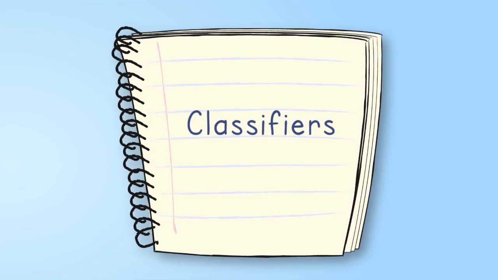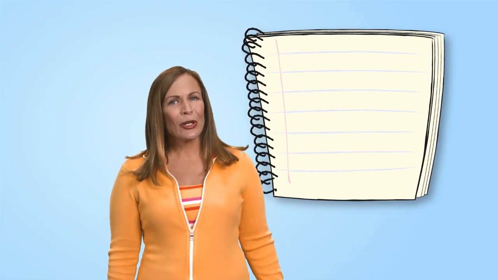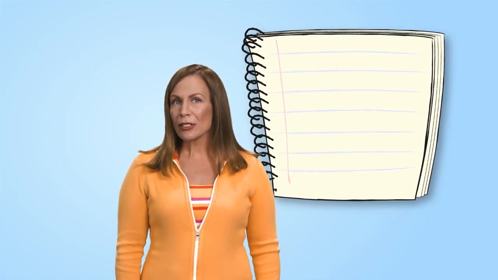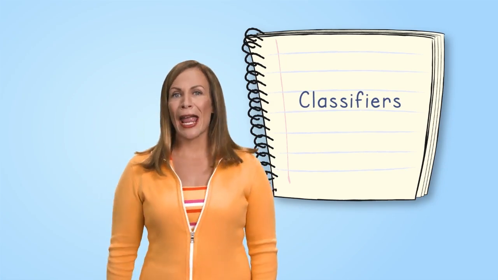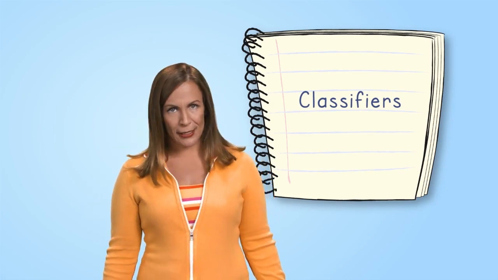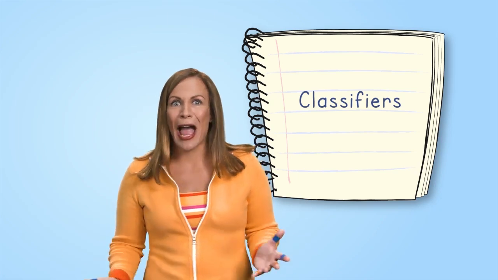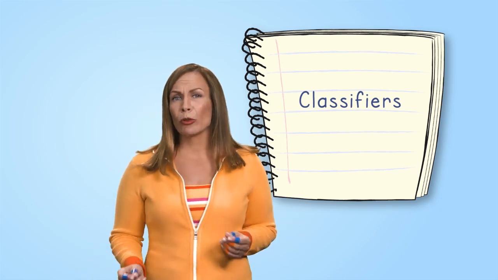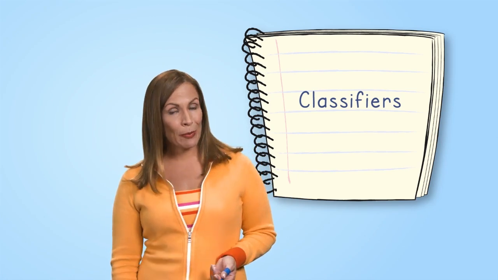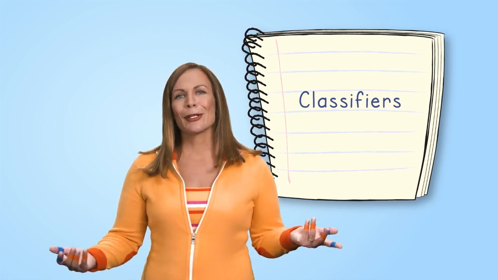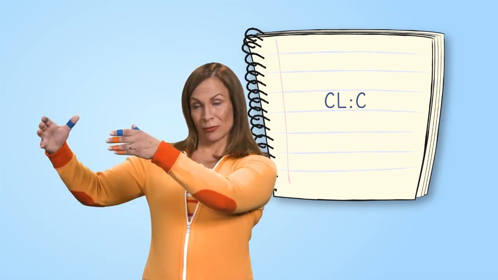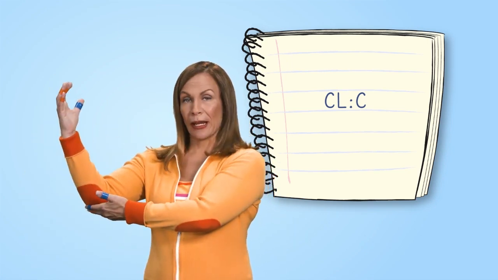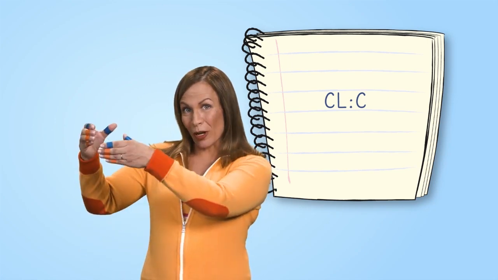Classifiers. To help us communicate in ASL, we often use classifiers. Classifiers are hand shapes to show an object, its size, its shape, how it moves, and how it relates to other objects or people in your story. Some examples are classifier C. You can show the trunk of a tree or a skinny trunk of a tree.